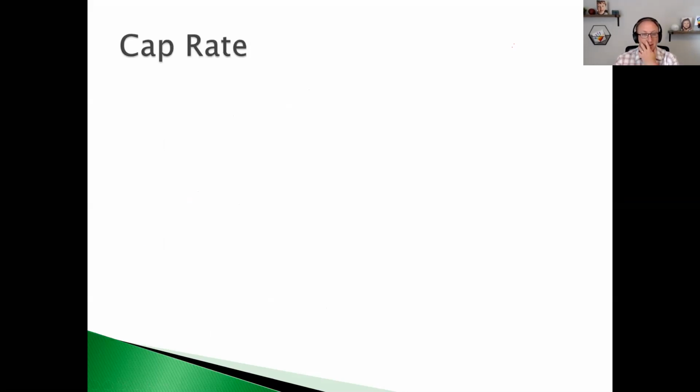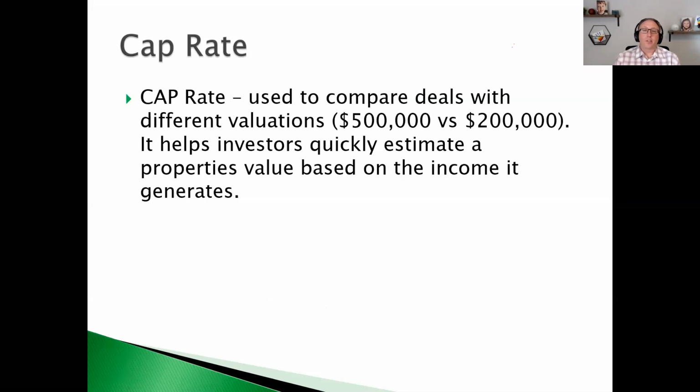All right, cap rate. Cap rate is used to compare deals with different valuations. A lot of times we hear cap rates referred to in the commercial sense, okay? When we're talking in the residential world, the formulas are all still the same. Cap rates can be used to compare different valued properties. If you're comparing a 20 unit apartment building versus a 10 unit, a cap rate might help you see which one might be better. But in the residential world, it can still help you decide between a couple of deals.